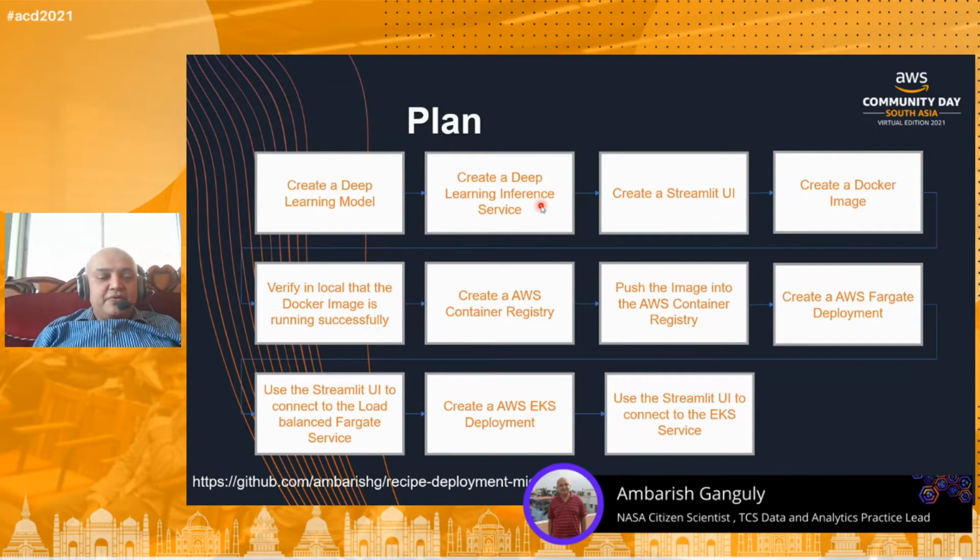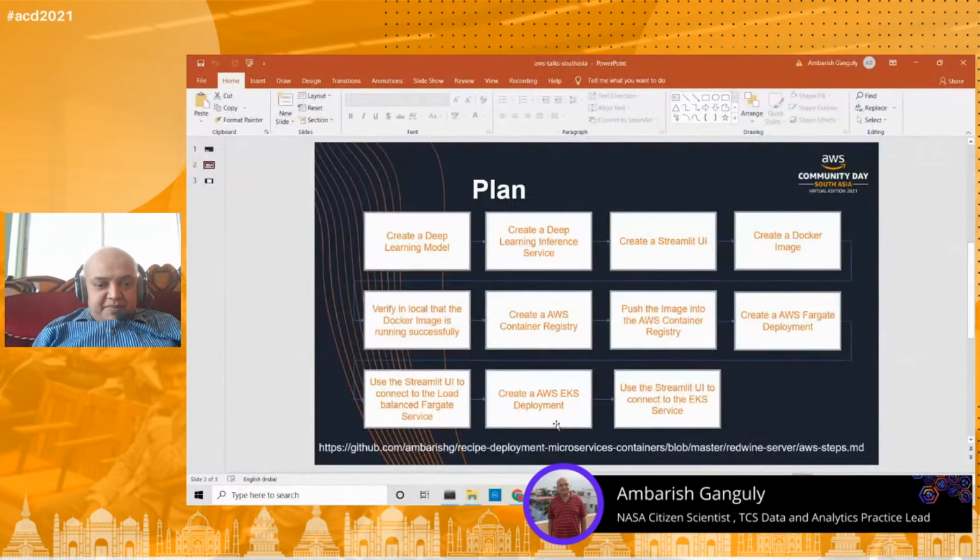And then we will use the power of containerization to build a Docker image. Then we will verify locally that the Docker image is running successfully. We'll create an AWS container registry and push the image into it. We'll create a Fargate deployment and also create an EKS deployment. So this is the plan. Let's jump in and see the demo. It is very, very demo centric.